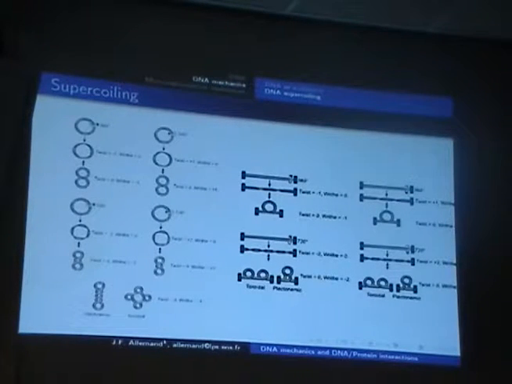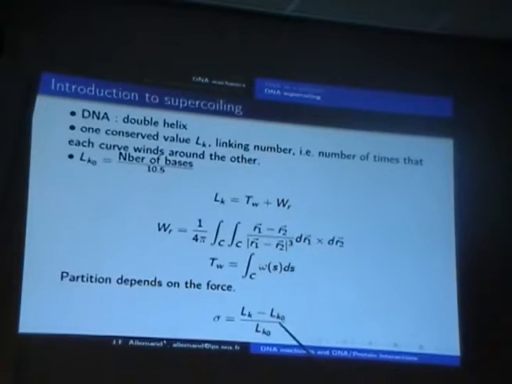So, a DNA molecule is a helix, so it has some chirality. You may add some turns in the same direction as the natural helical pitch, or you may go in the opposite direction. So you may give a sign to LK, positive or negative, depending on whether you add turns or remove them.